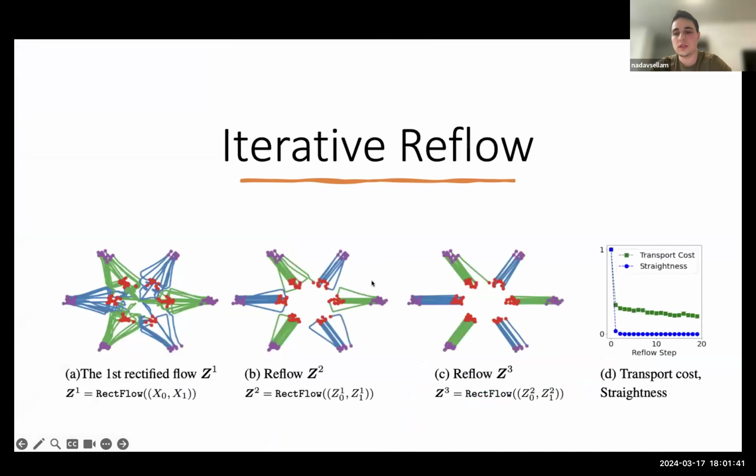So considering this measure, we can see here on the two examples they showed in the paper what happens when we reflow multiple times.